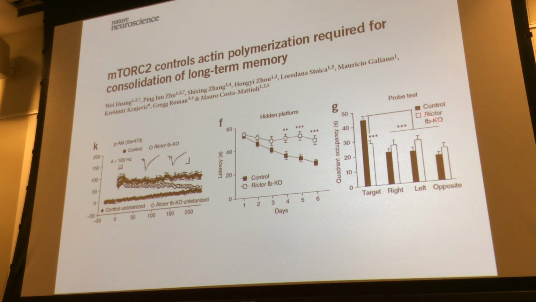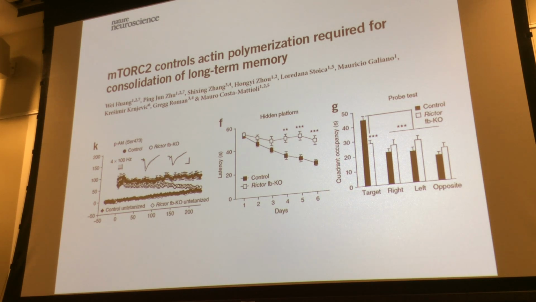And here again, similar idea, as I just said, this is called occupancy, right? So probe trials after 5 days. You can see that for the control, of course, they spent most of the time in the target quadrant, while for the Rictor knockout, no, right? And the Rictor knockout is inhibiting mTORC2. So blocking of mTORC2 impairs memory.